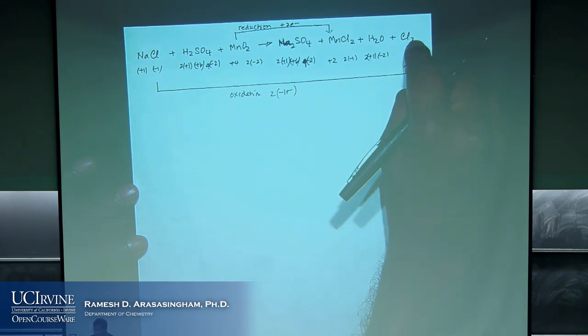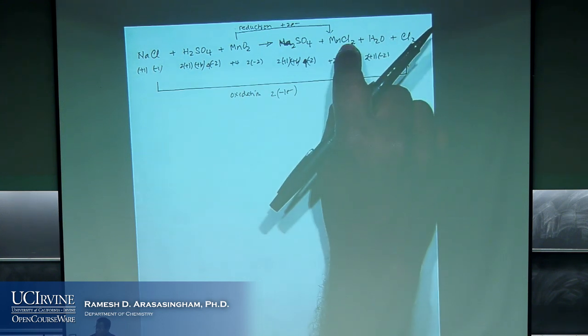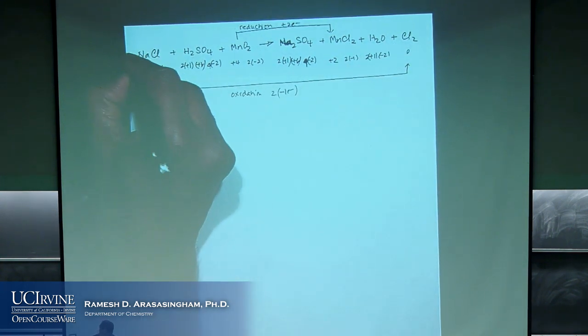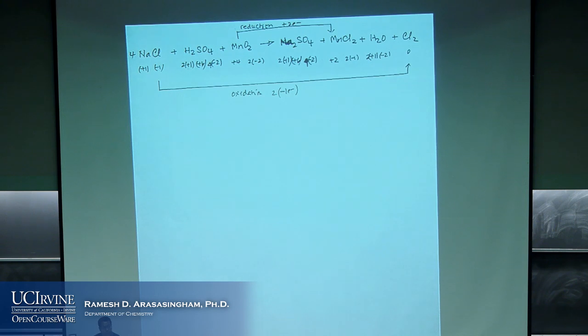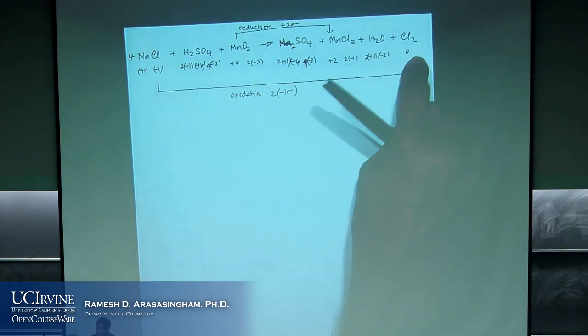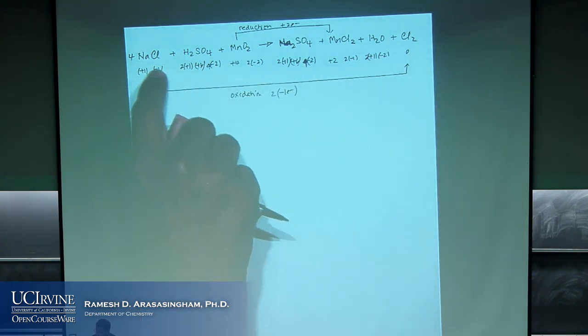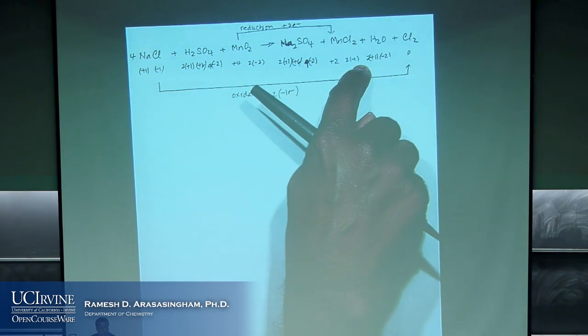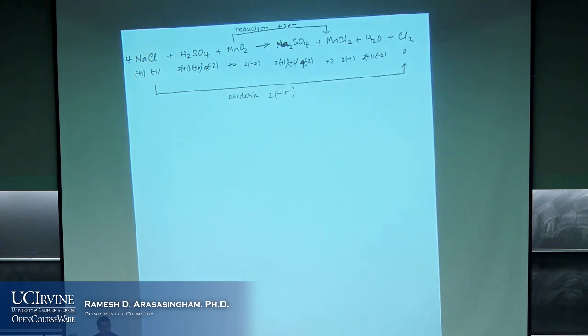So if I have 2 chlorines on this side, 2 that undergo change, but there's 2 that don't change. So how many do I put here? 4. Because there are 2 chlorines that go from -1 to 0, and there are 2 chlorines that go from -1 to -1. So I need 4 NaCl.